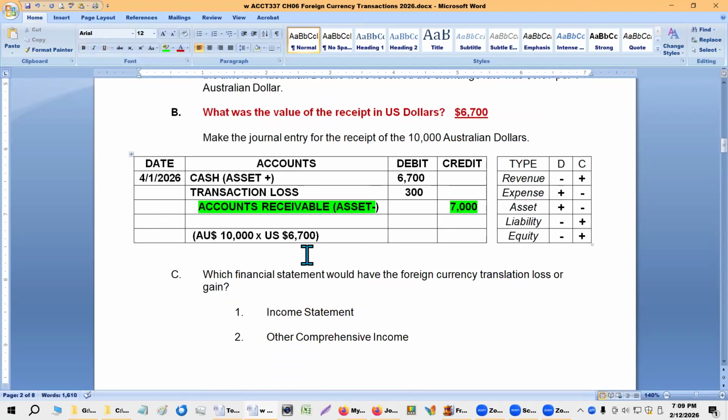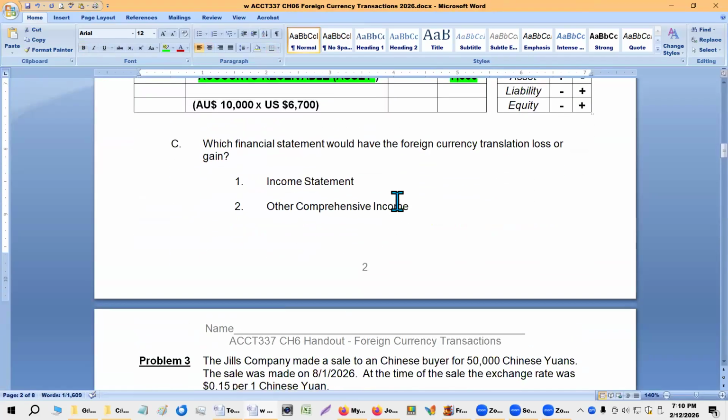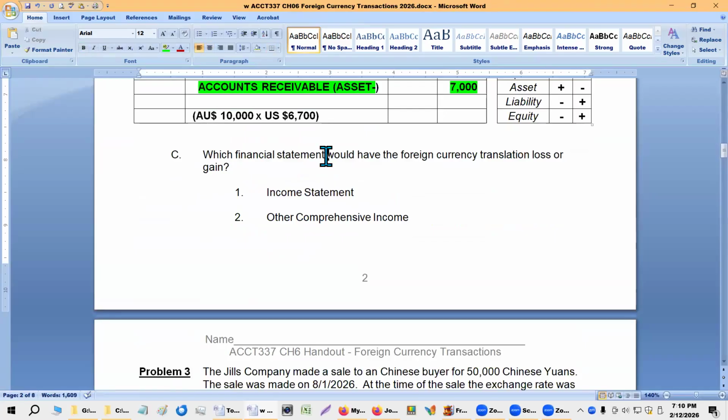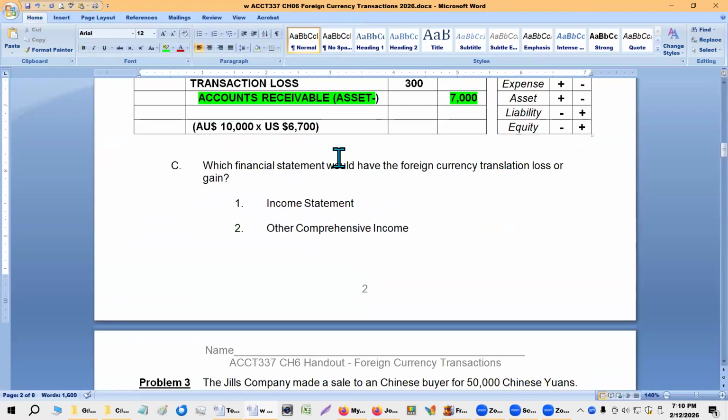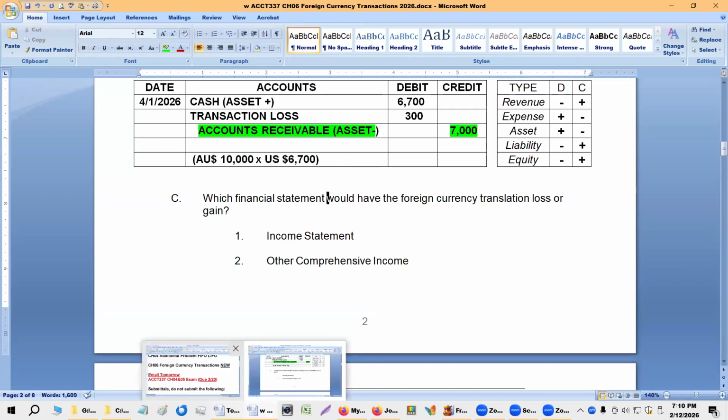Again, the people buying this in Australia, to them, it's just 10,000 Australian dollars. They paid exactly what they were supposed to pay. They thought they were going to be out 10,000. Oh, which financial statement would the foreign currency translation go on? Wait a minute, that's not a translation.